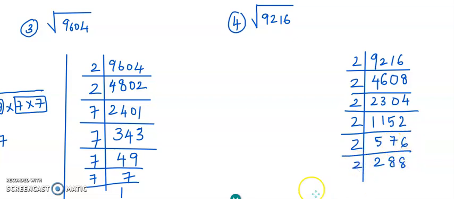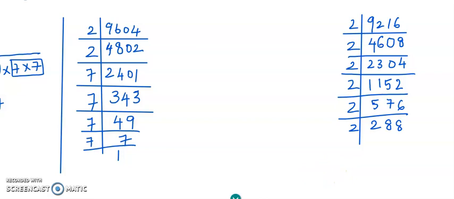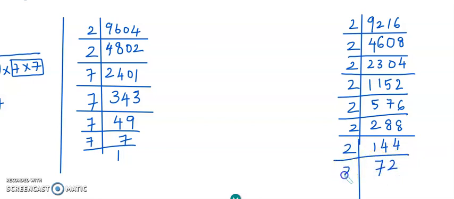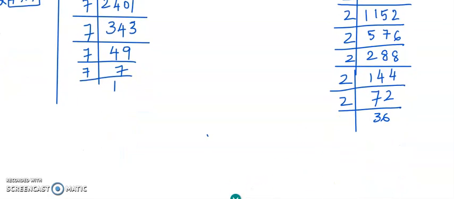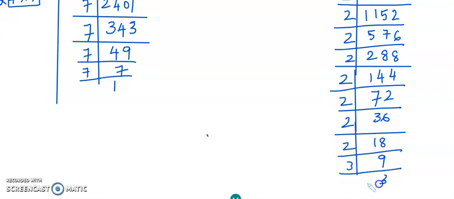Then 2s are... okay. So let me make it bigger still. So now it will be 2s are what? 144. Then 2s are again, so this will be 72. Again 2s are, so that will be 36. Now 36, we know that it's 6 6s are 36, but we can't write like that in prime factorization, only prime numbers. So 2s are 18, 2s are 9, 3 and 3.